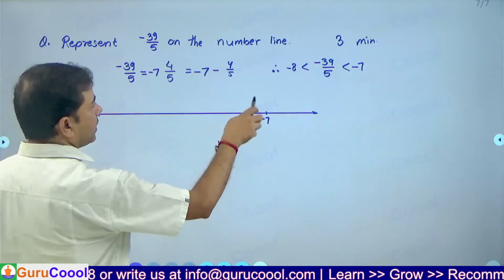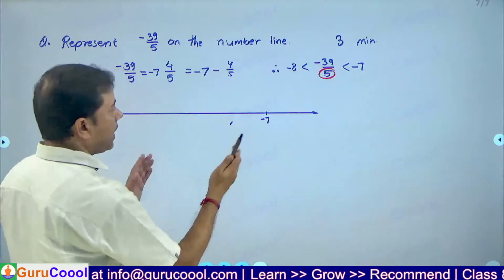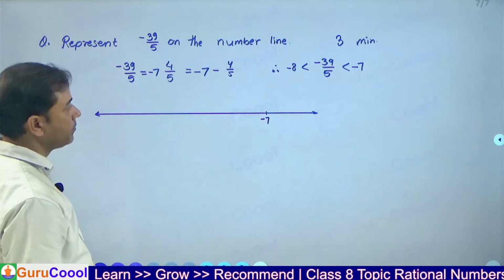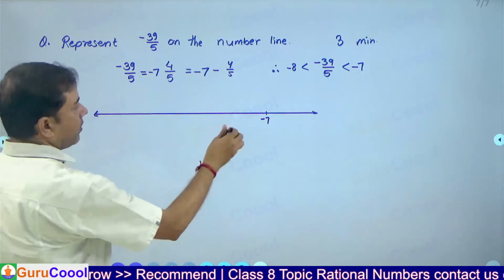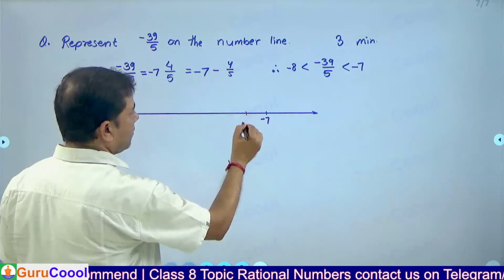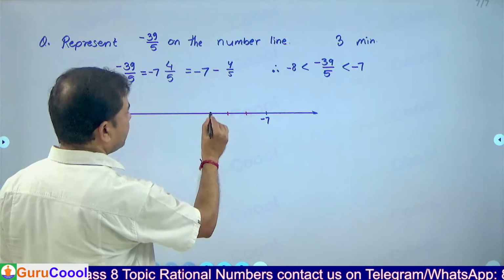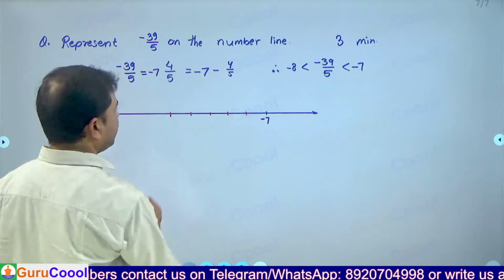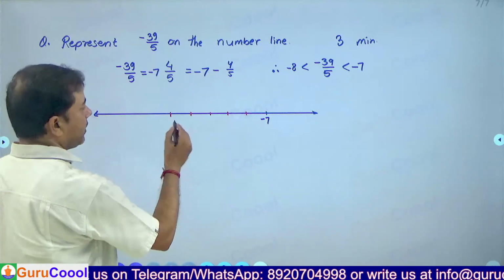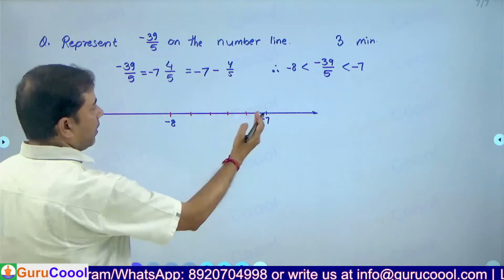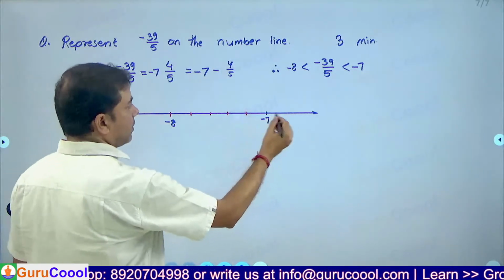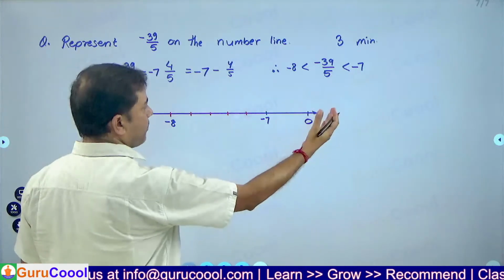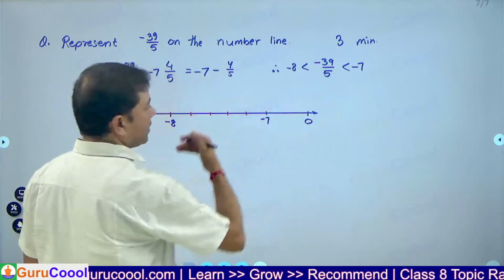We have to make a total of 5 parts between the distance minus 7 and minus 8. So let's take 5 points, 1, 2, 3, 4, and then 5. The fifth point will be the other integer, minus 8. Minus 7, counting will start from here. Why? Because 0 is somewhere in this direction, and counting always starts from 0. That's why.